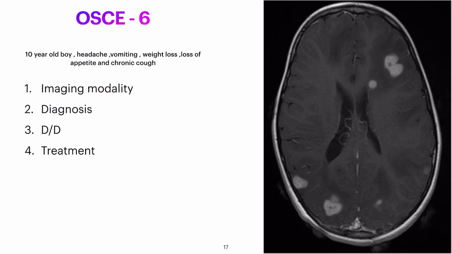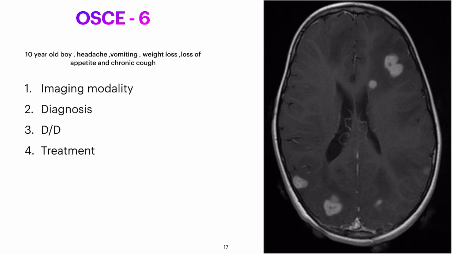Next case was a 10 years old boy who came with complaint of headache, weight loss, loss of appetite, and chronic cough. The patient has an upper motor neuron sign. You get an MRI done, and you see this image.